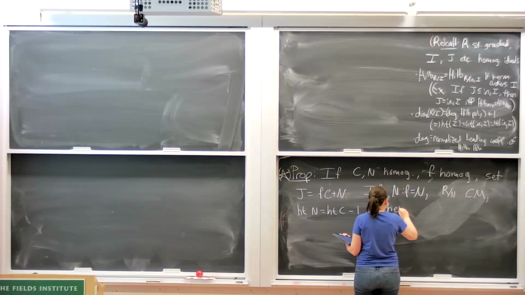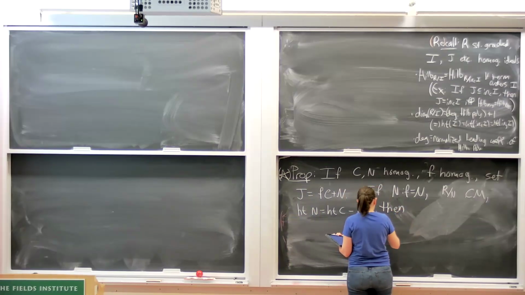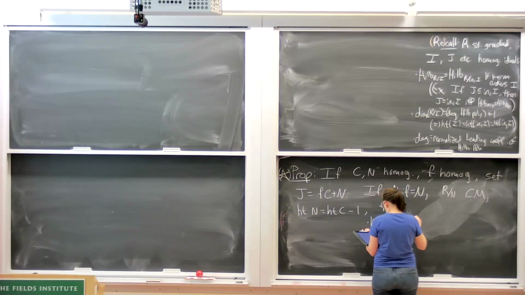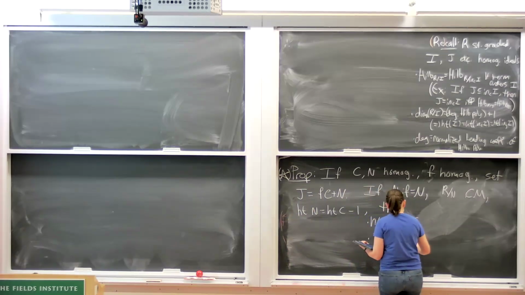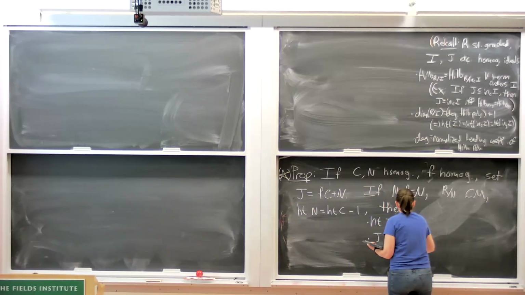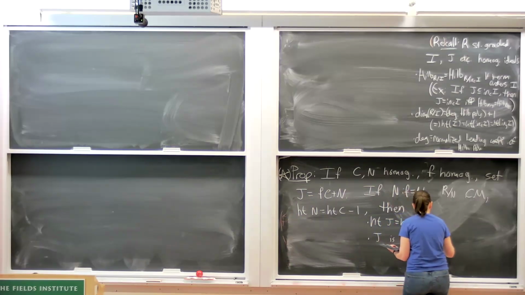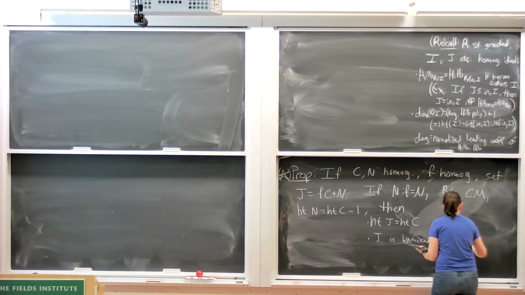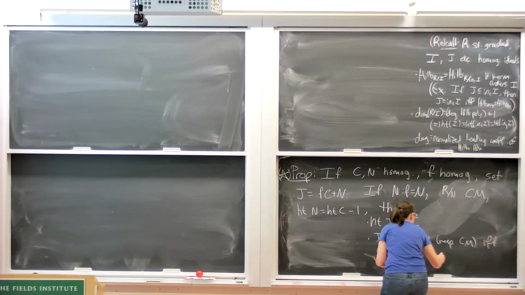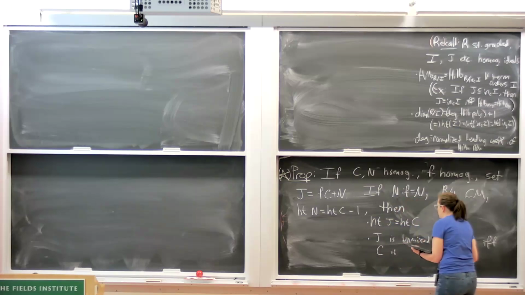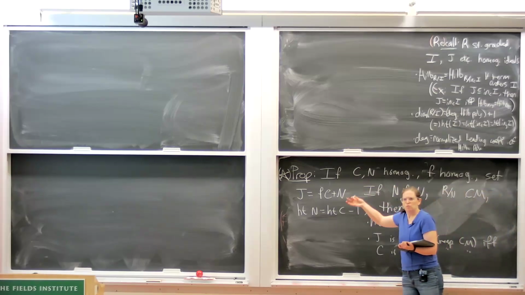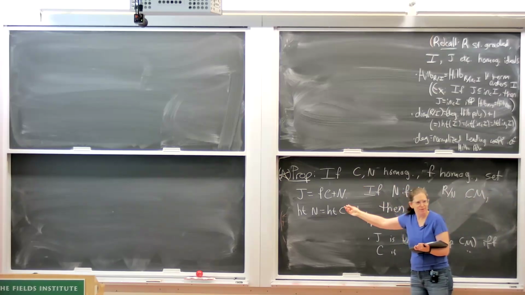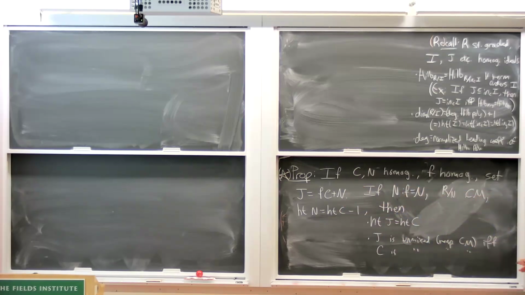Then height J is also equal to height C, and J is unmixed or Cohen-Macaulay if and only if C is unmixed, respectively, Cohen-Macaulay. So this looks like a lot of hypotheses, but in combinatorial settings, in the type of setting where we're doing geometric vertex decomposition, most of these are often cheap.